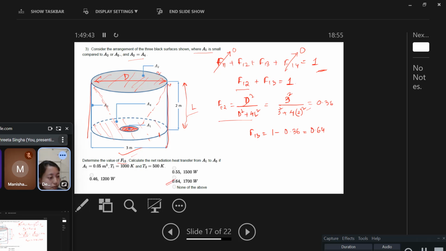This is the option. And another thing they have asked is to calculate the net radiation heat transfer from A1 to A3, if A1 is 0.05 meter square, with T1 and T3 given. So Q1 to 3. All are black surfaces, so you don't require emissivity, emissivity is equal to 1. Then sigma, F13, A1, T1 to the power 4 minus T3 to the power 4.